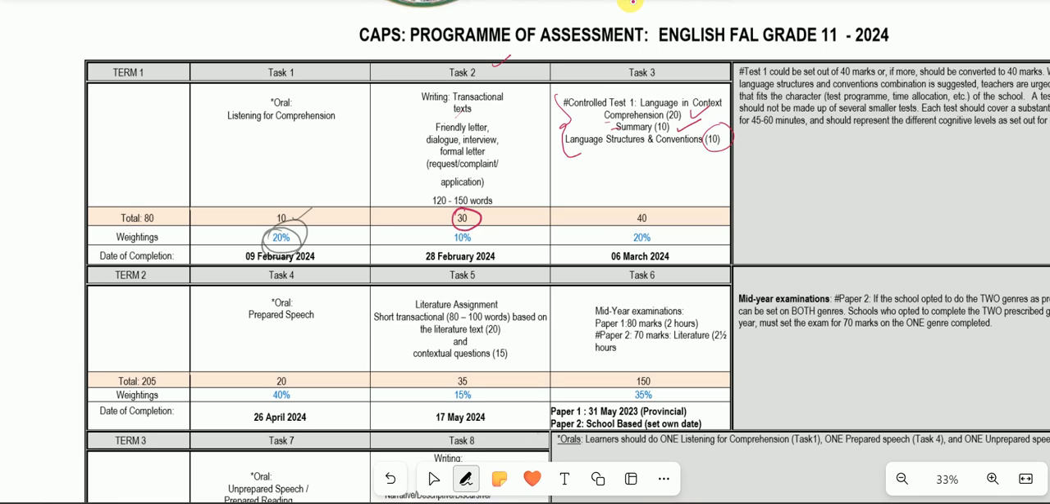And then language structure and convention. Language is continuous. The aspect, if not the skill, of language cuts across all 4 skills stated in your CAPS document. There's no way that you can speak without language awareness. There's no way that you can write without language awareness. There's no way that you can read without language awareness.